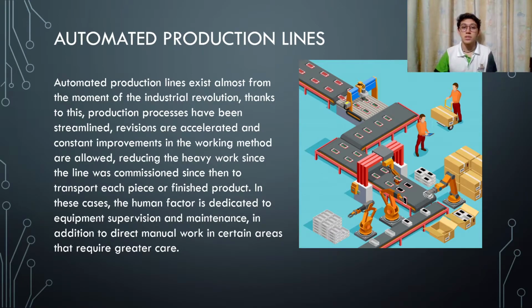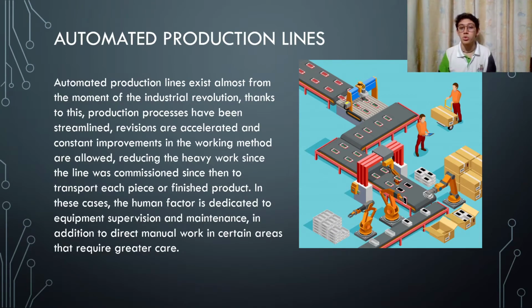Automated production lines have existed almost since the moment of the industrial revolution. Thanks to this, production processes have been streamlined, revisions are accelerated, and constant improvements in the working method are allowed, reducing the heavy work, since the line communicates to transport each piece or finished product. In this case, the human factor is dedicated to equipment supervision and maintenance, in addition to direct manual work in certain areas that require greater care.